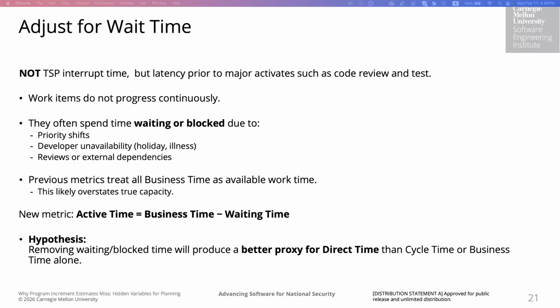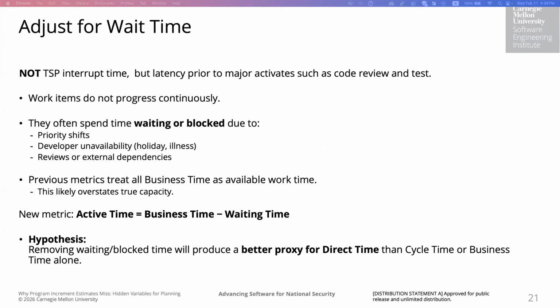So next, what we do is we adjust for the waiting time. So far we adjusted for the calendar effects, like nights, weekends, and holidays, but we still assume that when something is within business hours, it's always actively being worked on, and that's not how work typically happens. So now we are considering the waiting time. And just to be clear, this is not the TSP interrupt time, right?